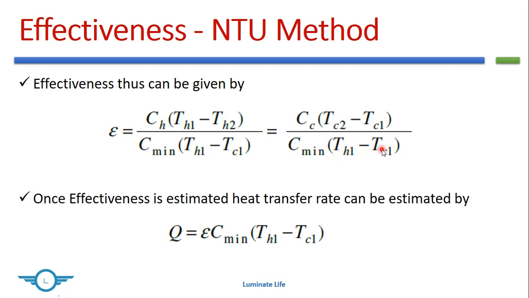Okay. Now the advantage of finding the effectiveness is that once we know the effectiveness, we can estimate the heat transfer rate Q by multiplying the effectiveness with C minimum into (Th1 minus Tc1).